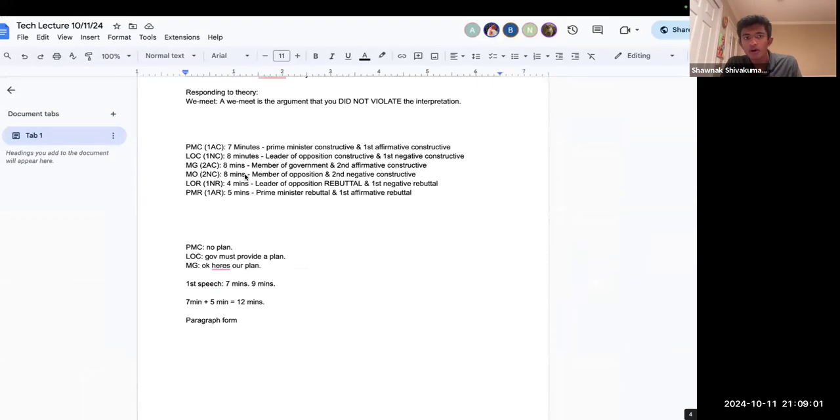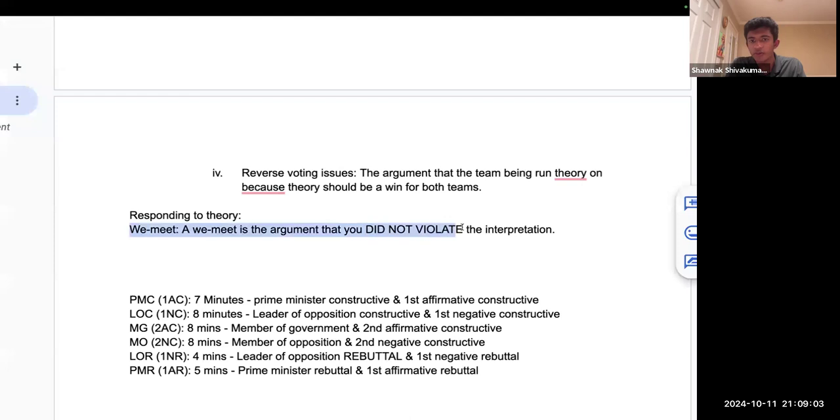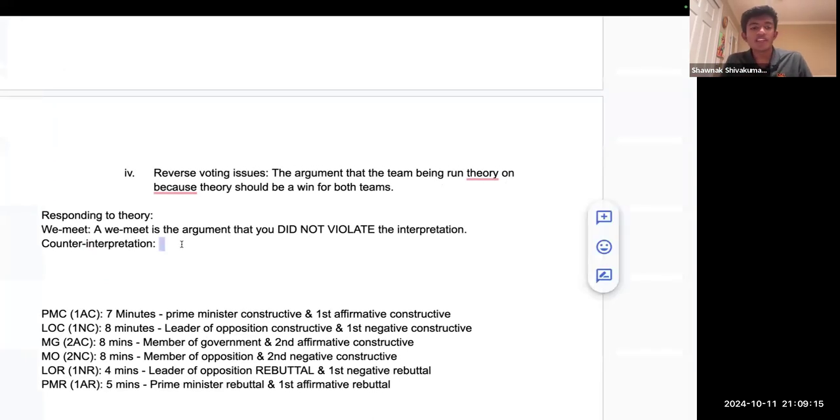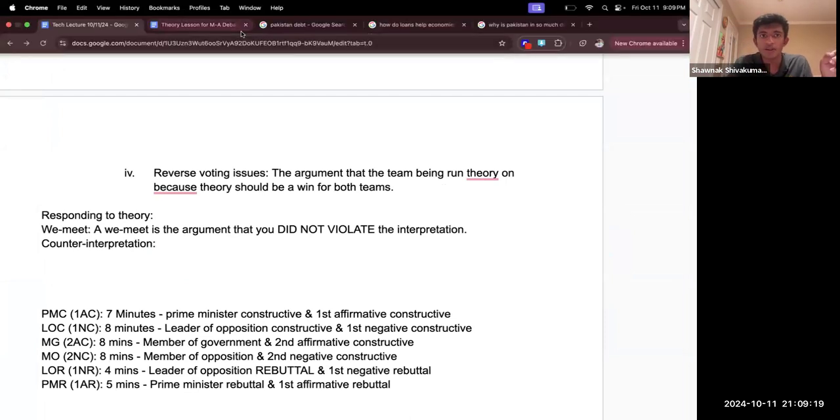Okay. So yes, this is the first way, it's a we meet. The second way is a counter interpretation. And by the way, these are not like you do one or the other. You do both. Always both. I know a lot of teams that just read counter interpretations because they know they violated, but always read a we meet. Always.